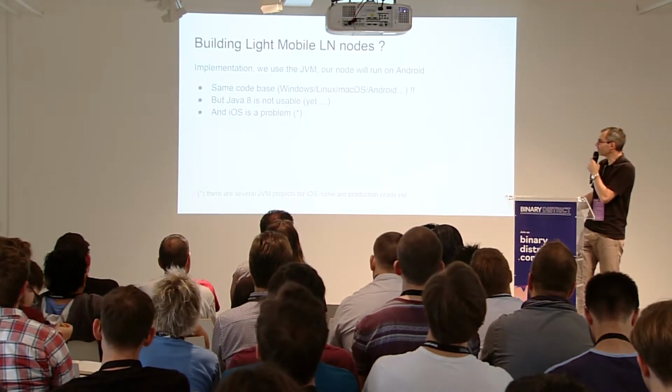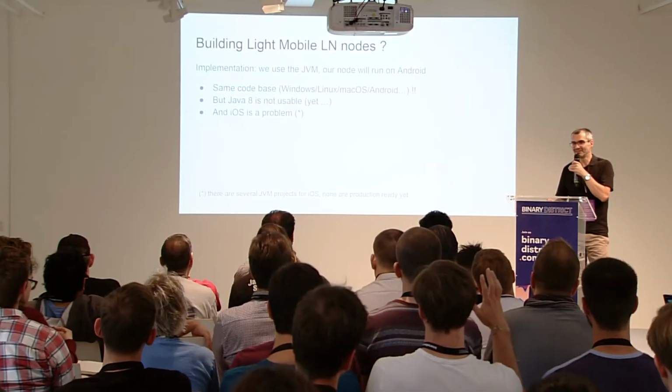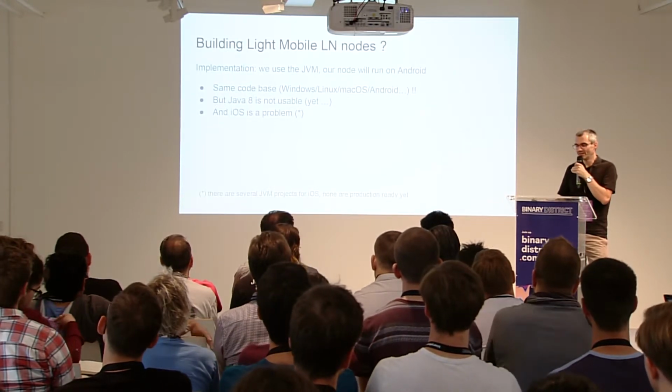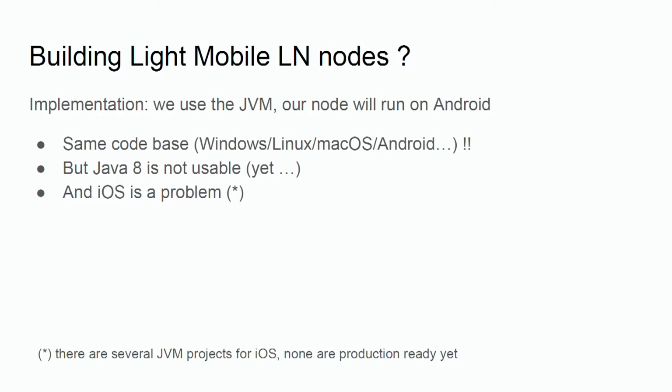So we went with the JVM, so our node can easily run on Android, and we chose Scala. Does anybody know what Scala is, the Scala language? Yeah, good. So it's a hybrid functional object-oriented language that runs on the JVM. It's like a hybrid of Java and Haskell, maybe. So basically, we can use the same code base on all operating systems, including Android, but there's a catch, because Java 8 is not available on Android, and it won't be for some time. And there are no production-ready JVMs for iOS. There are a few projects, but they're all experimental, so it's really hard to run on iOS.